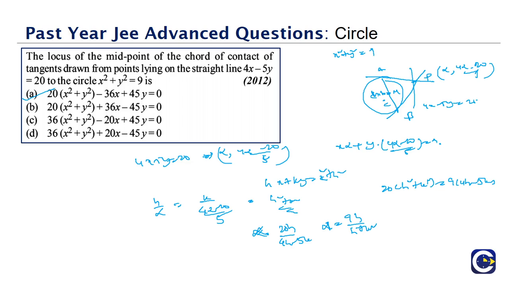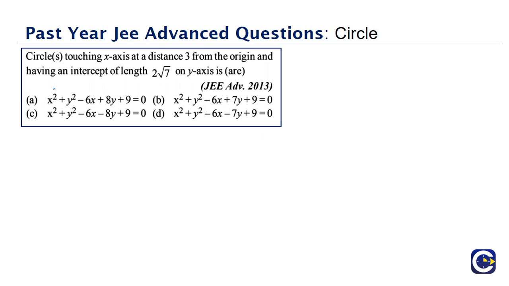Moving on to the next question. The circle touching the x-axis at a distance 3 from the origin and having an intercept 2√7 on the y-axis is, which are the following options? A circle touching the x-axis at a distance 3 from the origin and having an intercept length 2√7 can be of two forms, because either the circle can be above the x-axis or below the x-axis. So these are the two cases.